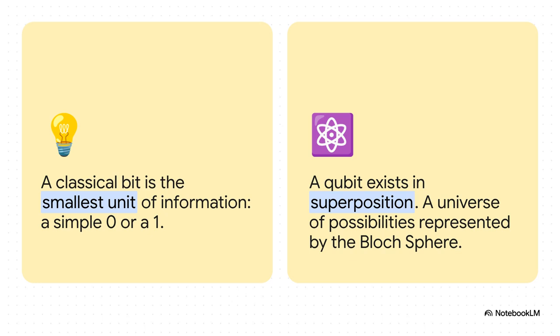A classical bit, that's just a light switch. It's either off, a 0, or it's on, a 1. Simple. But a qubit? A qubit is more like a globe. It can be at the North Pole, that's a 0, or the South Pole, that's a 1. Or, and this is the key, it can be any point on the surface in between. This state of existing in all those possibilities at once is called superposition, and that globe of possibilities, that is what physicists call a Bloch sphere.